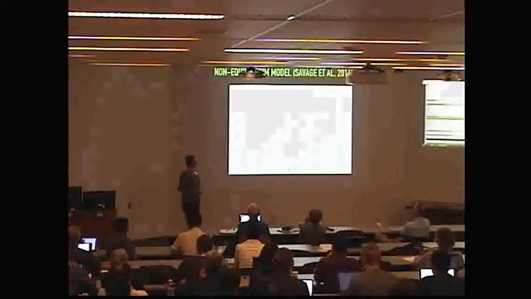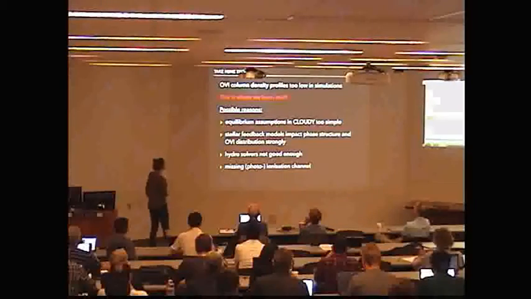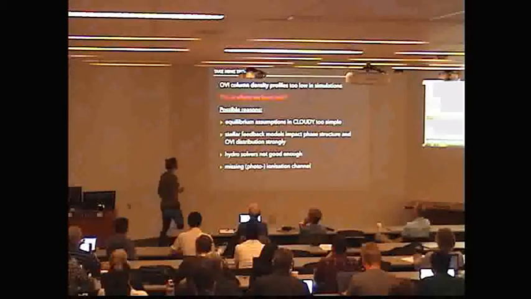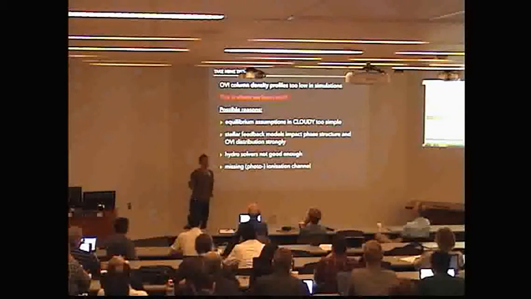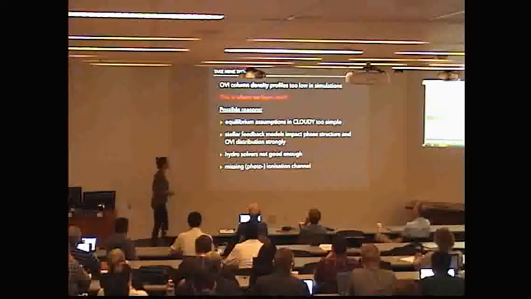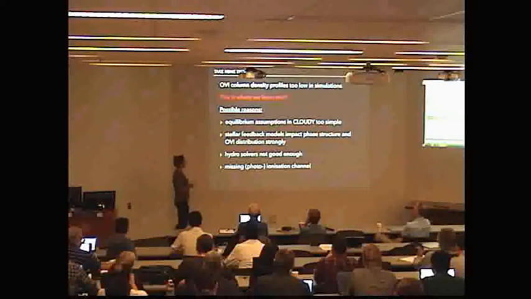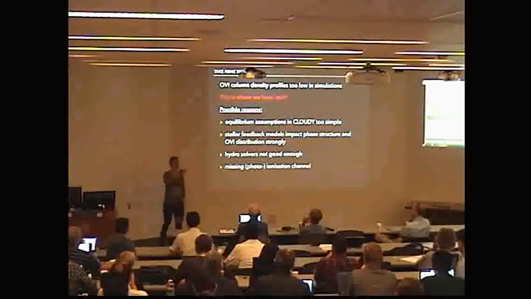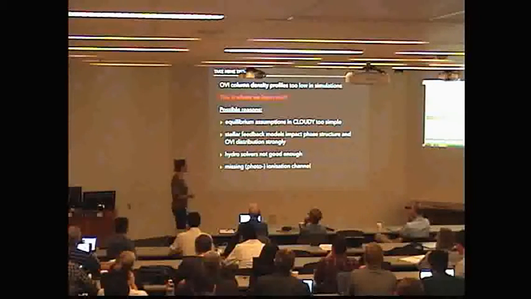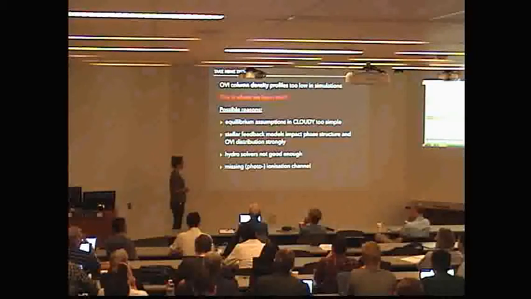So that's pretty much it already. I wanted to keep it short and snappy. This is what you should take home from this. The oxygen 6 column density profiles are too low in many cosmological simulations. This is where we learn stuff, and there are multiple reasons. The one that I propose today is that the equilibrium assumptions in Cloudy are too simple, but there's also the question of how the stellar feedback produces the gas distribution in phase space, and that will surely strongly affect the distribution of oxygen 6.